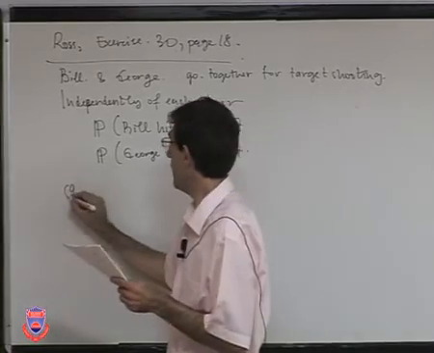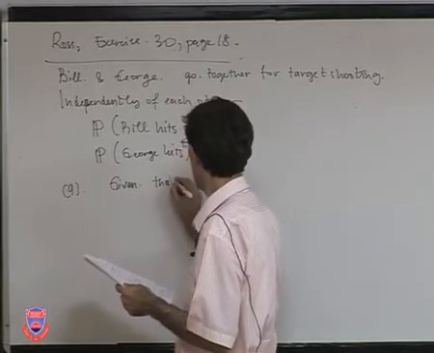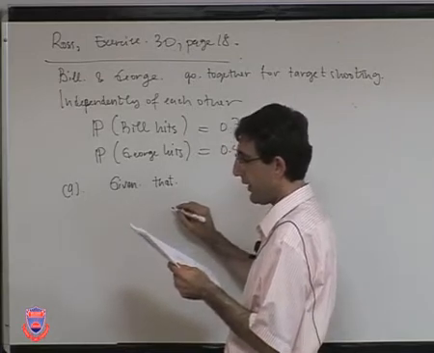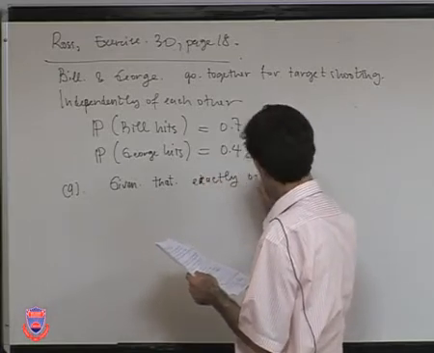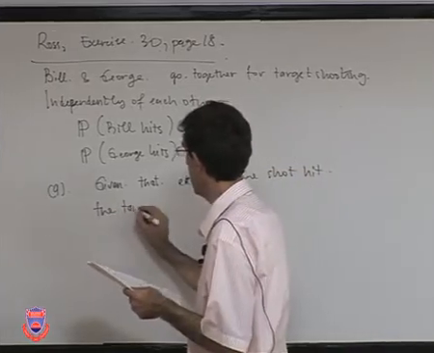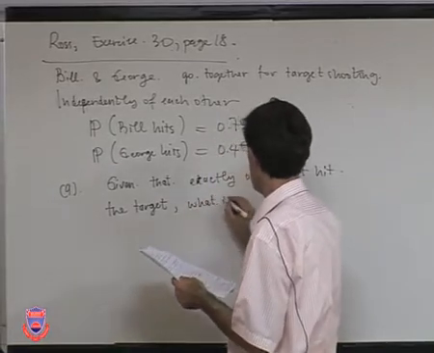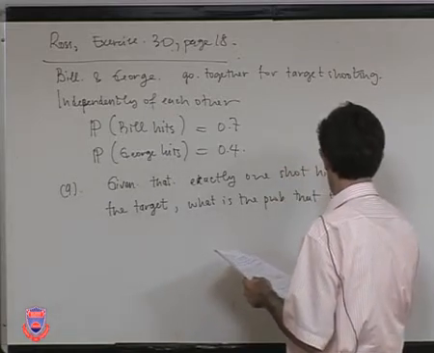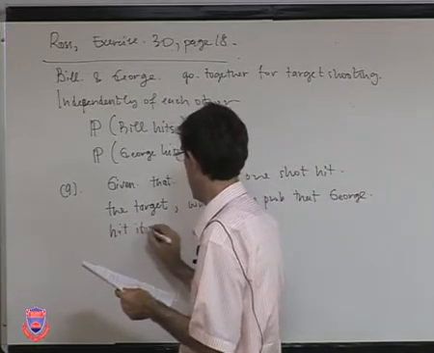In part A, we are told that the target has been hit exactly once. Given that exactly one shot hit the target, what is the probability that George hit it?